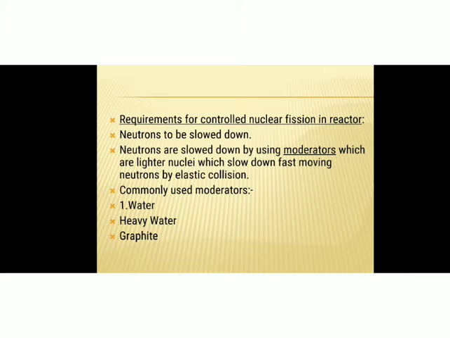So what are the important parts of a nuclear reactor? First, the fast-moving neutrons need to be slowed down. Then only the reaction can be controlled. For that, we use an agency called moderators, which are lighter nuclei that slow down fast-moving neutrons by elastic collision. When fast-moving neutrons collide with these lighter nuclei, their speed is reduced. Thus the neutrons can be slowed down. Commonly used moderators are water, heavy water, graphite.